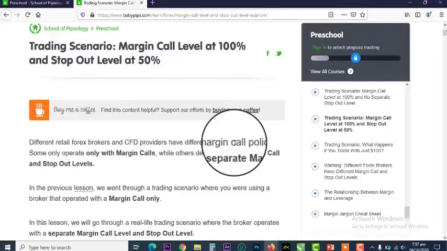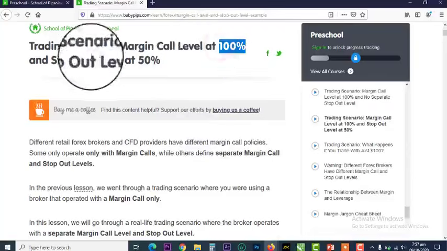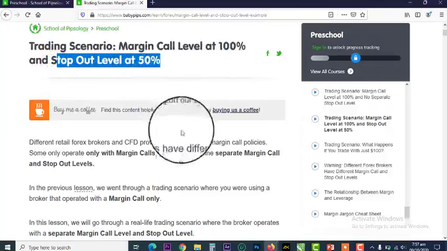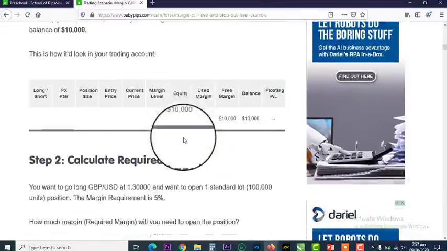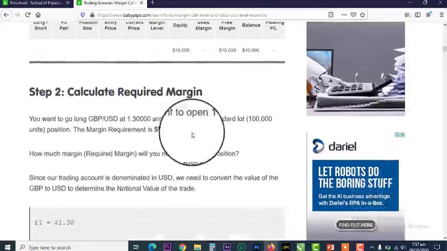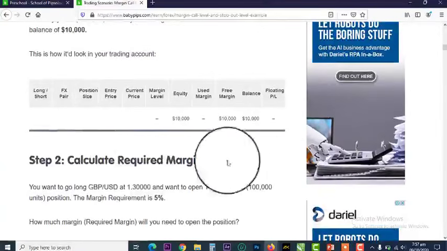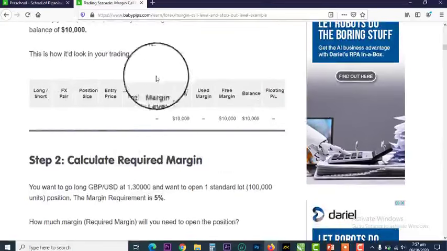Trading scenario: margin call level at 100% and stop-out level at 50%. So what happens if your margin level gets to 100%? They let you know, and if you go down to 50% of that, they stop you out of all your trades. That's exactly what it is. Like I said, most of all, this kind of scenario usually happens when you're trading futures and stocks, right? Your stockbroker will call you, hey, this and that.